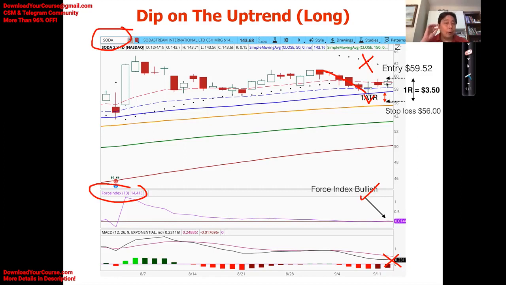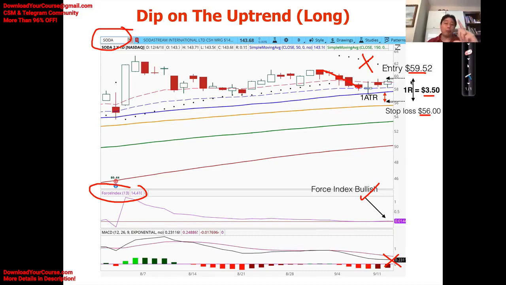So where would we place our buy order? Again, we could place the buy order right above the high of this candle, in this case 59.52, and we place a stop loss 1 ATR below this moving average support. You have to calculate the ATR. In this case, the stop loss would be at $56. So we are buying at 59.52, stop loss at 56. What's the difference? The difference would be 3.50. That is known as our 1R difference.